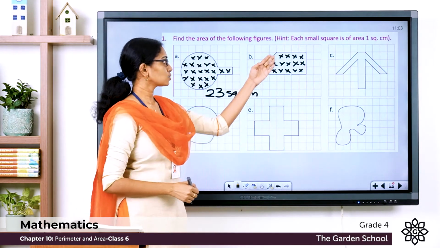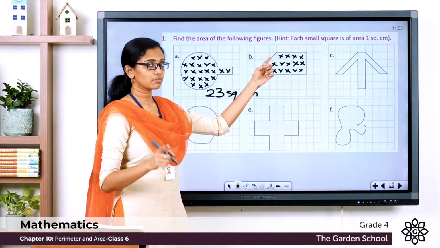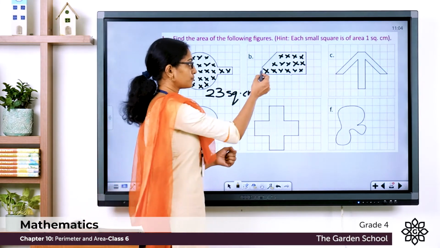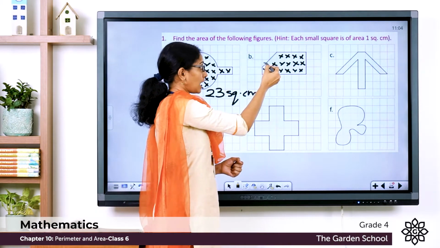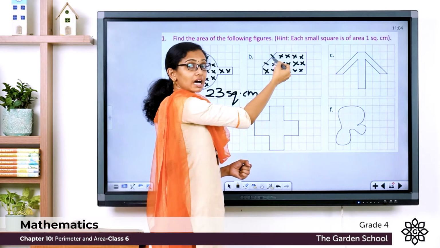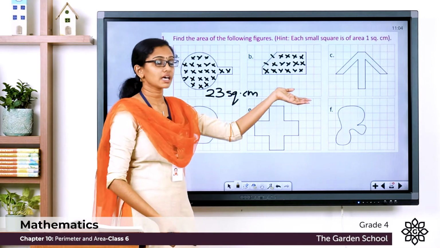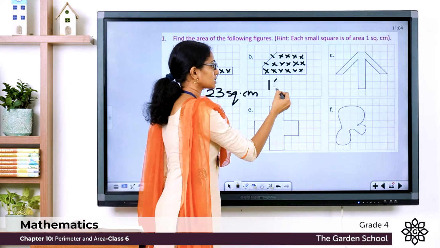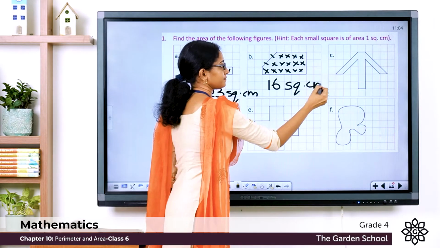And we can see two half squares. So half here, half here. So that would make 1. So 15 full squares plus a half square here, that would be 15 and a half. Then here one more half. So that would be 15 and a half plus half, that is 16. So this figure has an area of 16 square centimeter.